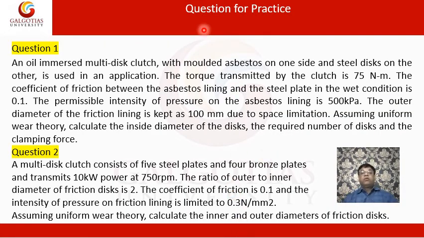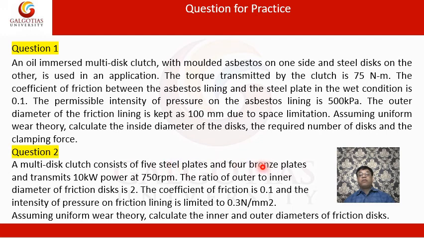So these are the questions for the discussion. These are the numericals, and the remaining numericals you will see in the assignment. Now I will read this numerical. A multi-disc clutch consists of 5 steel plates and 4 bronze plates, and transmits 10 kilowatt power. So 4 bronze plates, 5 steel plates.